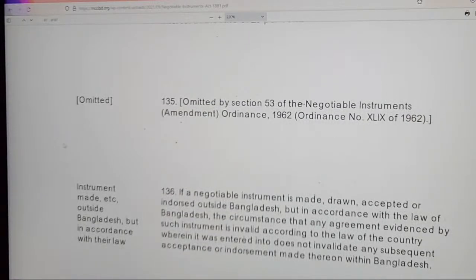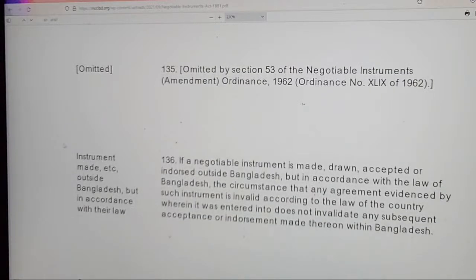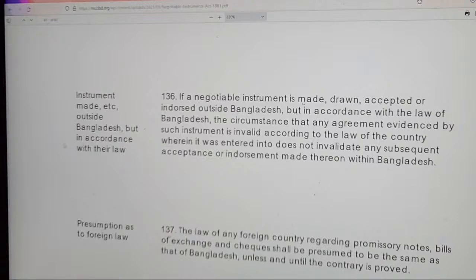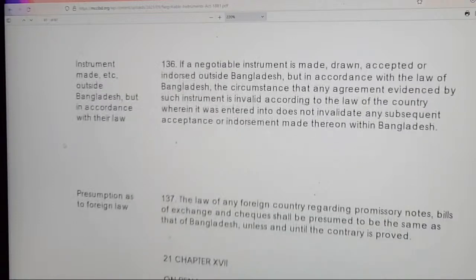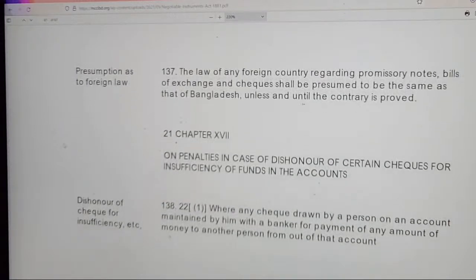Omitted. 135. Omitted by Section 53 of the Negotiable Instruments (Amendment) Ordinance 1962, Ordinance number XLIX of 1962. Instruments made, etc., outside Bangladesh, but in accordance with its laws. 136. If a negotiable instrument is made, drawn, accepted, or endorsed outside Bangladesh, but in accordance with the law of Bangladesh, the circumstance that any agreement evidenced by such instrument is invalid according to the law of the country wherein it was entered into does not invalidate any subsequent acceptance or endorsement made thereon within Bangladesh.